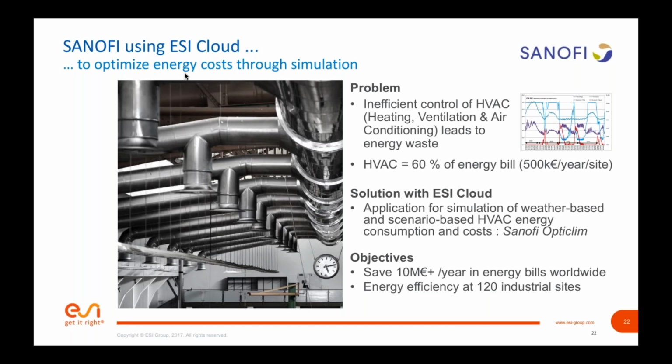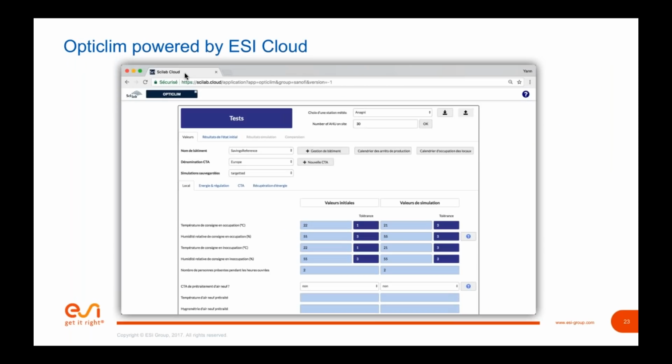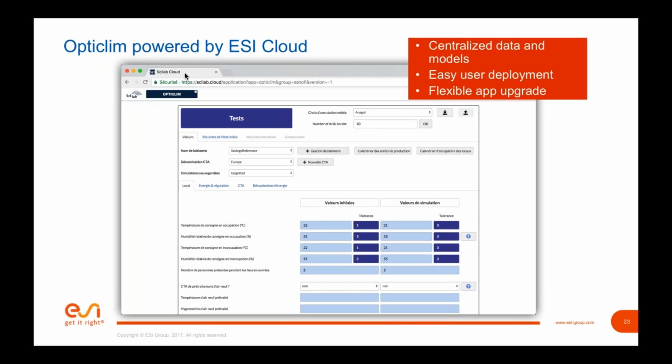They think they can save up to 10 million. So for them, it's like building a new factory, basically, just based on those savings. So it's quite an interesting project. This is how the application looks in the Scilab Cloud. I showed you a very small and kind of stupid application. Now this is a real, serious application built on centralized data and models, easy deployment, and flexible upgrade.